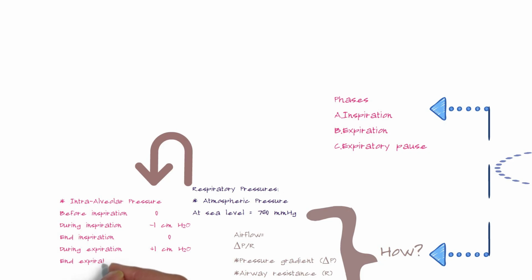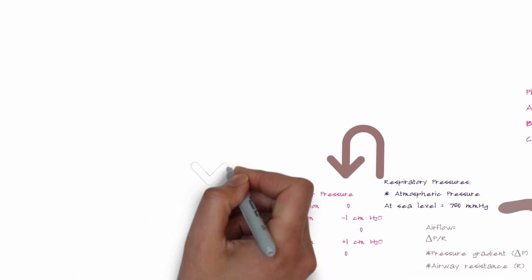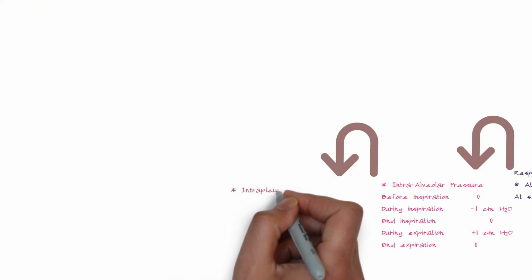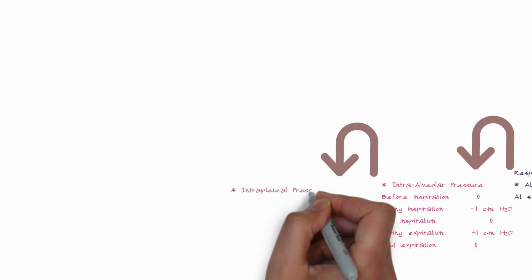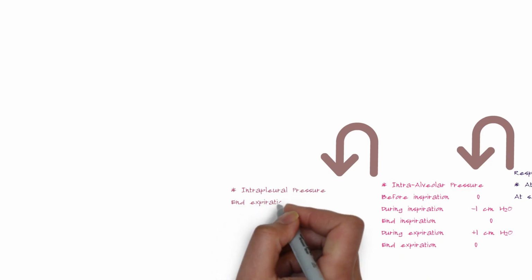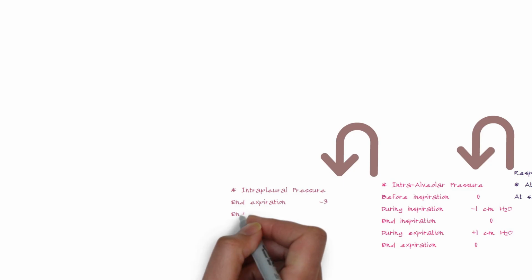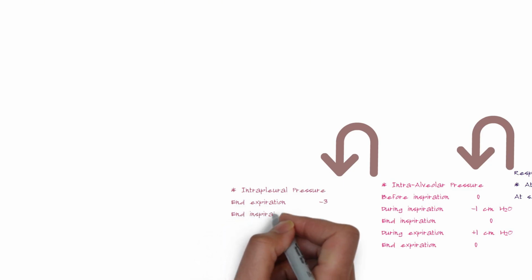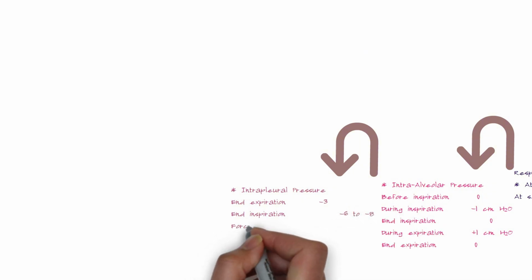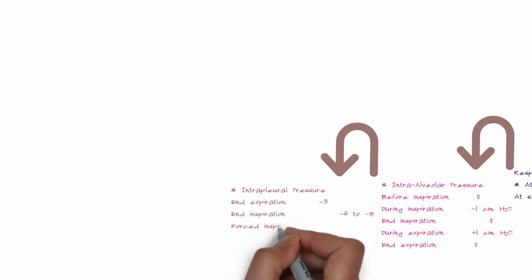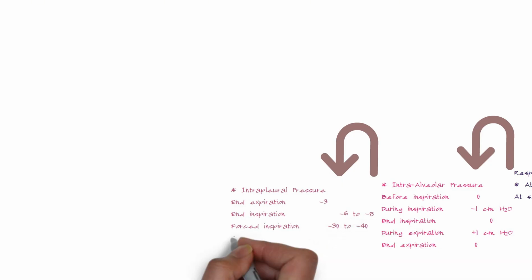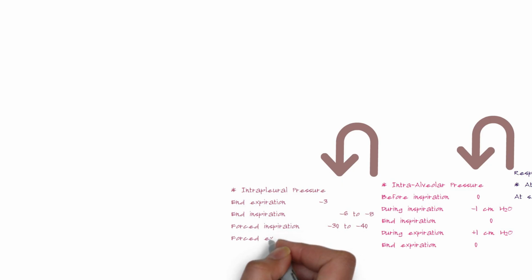So how does the alveolar pressure change? This depends on the intrapleural pressure. What is the pleura? The pleura is the membrane covering the lung, and it has two layers: the visceral and parietal layers. The pressure inside the space between the two layers is always negative. At the end of expiration, it is -3. At the end of inspiration it becomes more negative, around -6. With forced inspiration it becomes more and more negative, reaching up to -30, and with forced expiration it becomes +50.